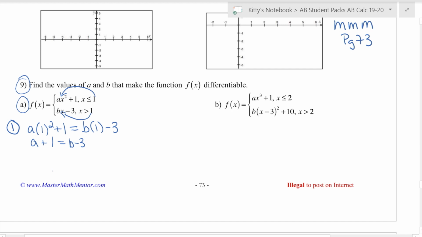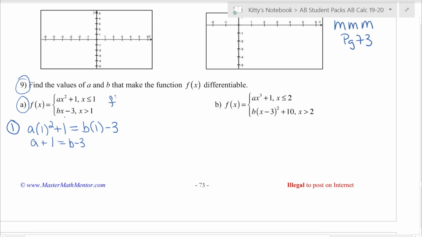And notice this is not really helping me a whole bunch, because I have an a and a b, and I can't solve for either. So, wow, what do I do now? Well, something else must be true in order for a point to have differentiability. And that is that the slope from both sides must approach the same thing, because if they don't, then we know that this is not a smooth function.